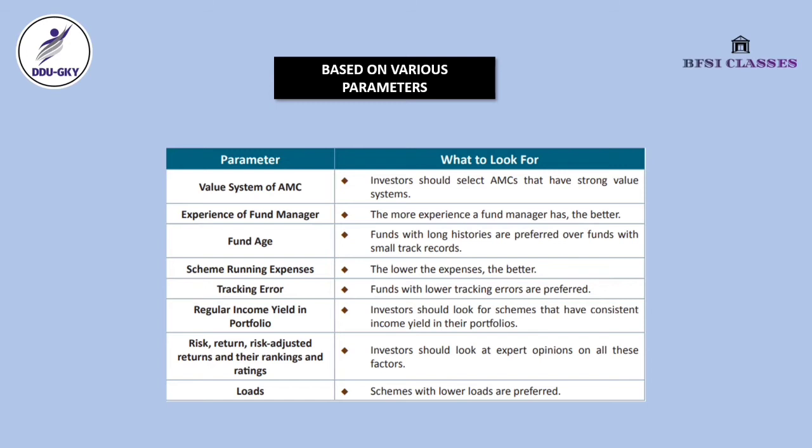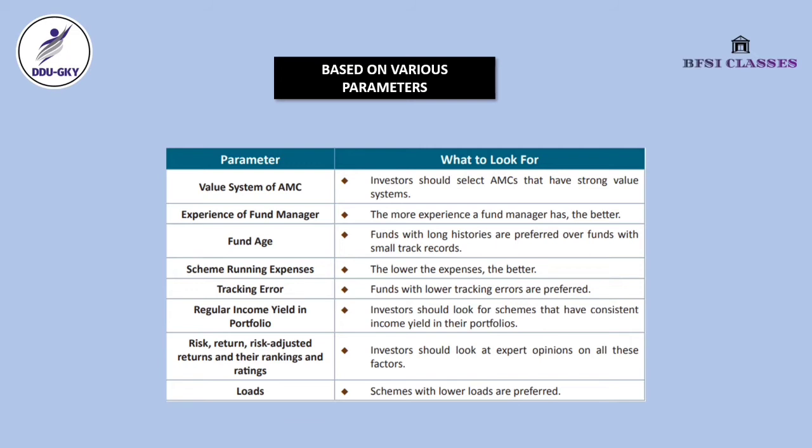The second parameter is experience of the fund manager. It is very important, as a more experienced fund manager tends to give better returns. The third one, fund age. Funds with long histories are preferred over funds with short track records. So selection should be based on fund histories. The fourth parameter is scheme running expenses. The lower the expenses, the better the returns on schemes. Tracking error. Funds with lower tracking errors are preferred because error will affect the returns on that investment.